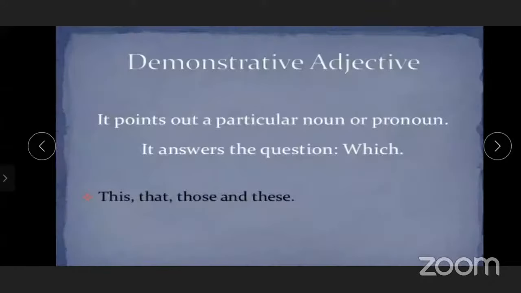A tricycle has three wheels. Now we'll see the next kind of adjective, the demonstrative adjective. What is a demonstrative adjective? It is a special adjective that identifies a noun or pronoun by expressing its position as near or far, including in time. The demonstrative adjectives are this, that, those, and these. So, demonstrative adjective, can you read it?